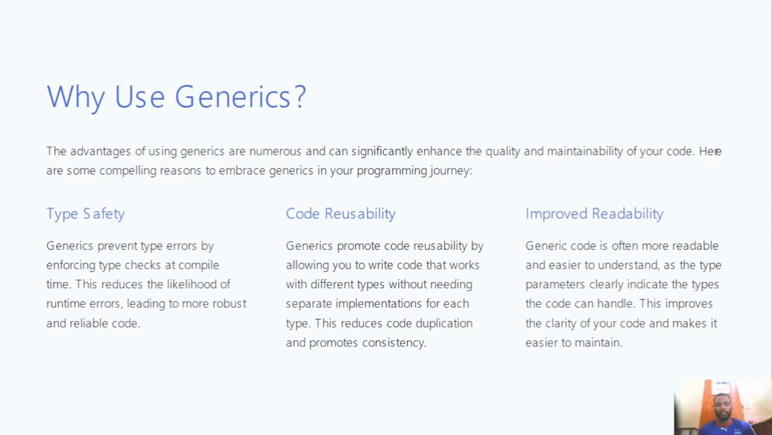Code reusability. Generics promote code reusability by allowing you to write code that works with different types without needing a separate implementation for each type. This reduces code duplication and promotes consistency. Improved readability. Generic code is often more readable and easier to understand, as the type parameters clearly indicate the type the code can handle. This improves the clarity of your code and makes it easier to maintain.